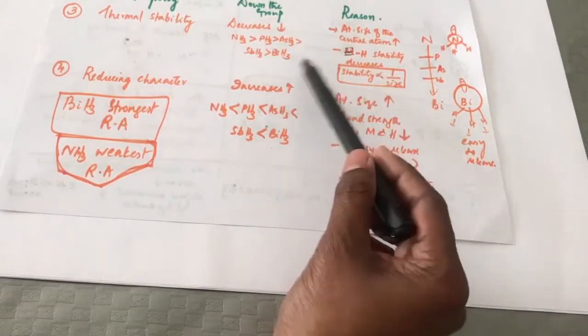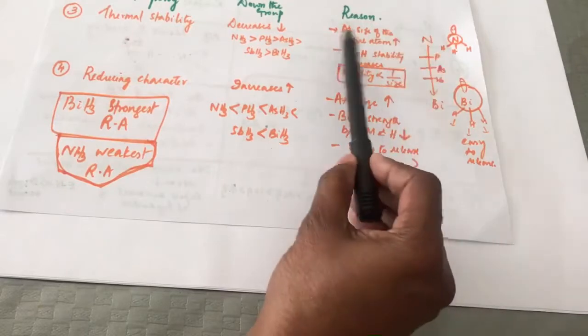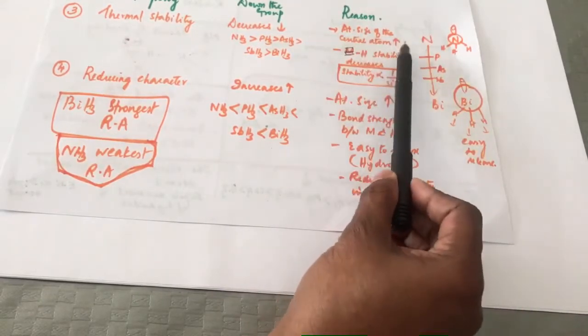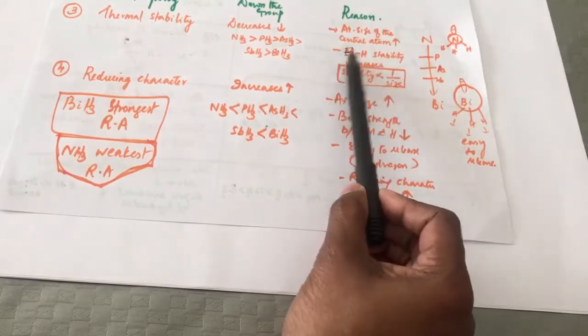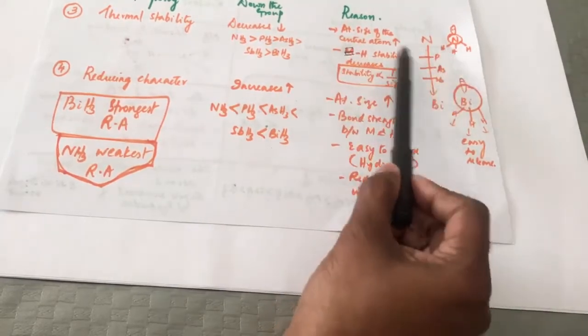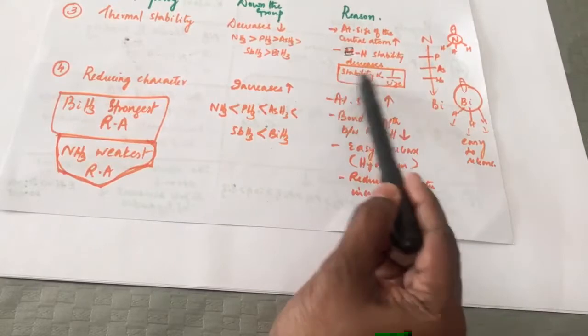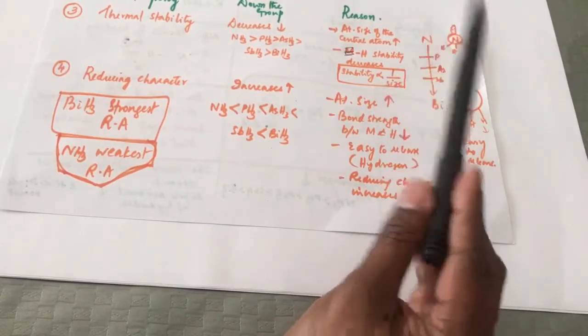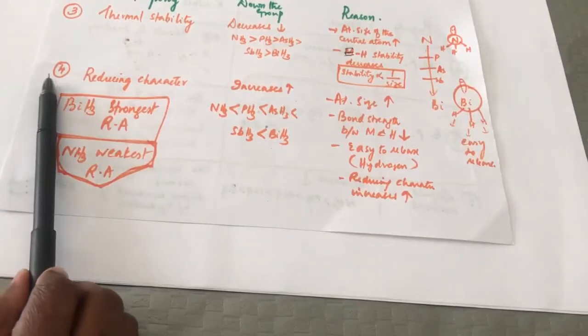Okay, so you can give the reason as 2 points like this. When the atomic size of the central atom increases, the EH bond, that means the element and hydrogen bond, stability decreases, and as it is, stability is inversely proportional to the size of the central atom. Okay, so then the reducing character.